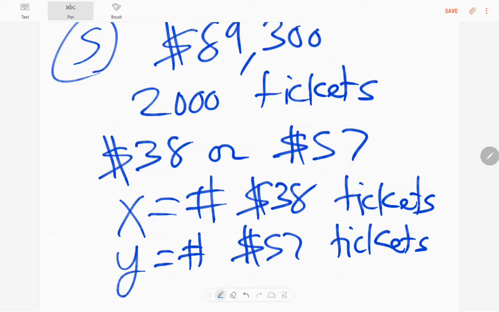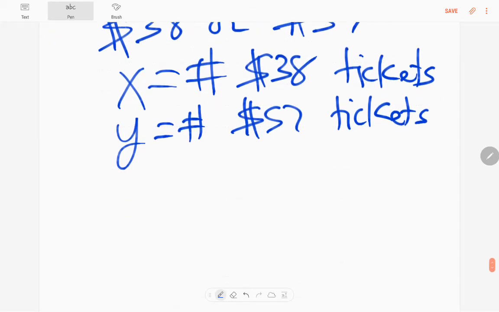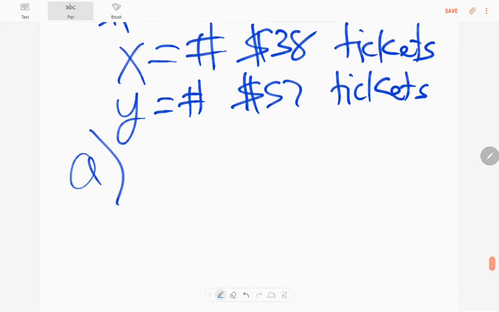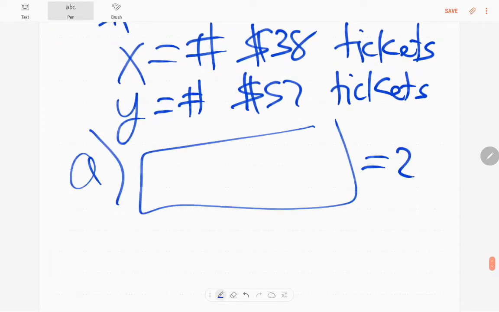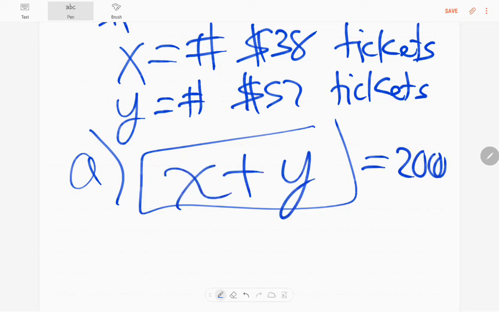Part A says, write an equation that states that the sum of the tickets sold is 2,000. And on my computer, I just get something that looks like this. Well, the sum of all the tickets sold is just X plus Y. So that's it. Write an expression representing the amount of money received for the sale of X tickets for $38 each. That's just 38X.